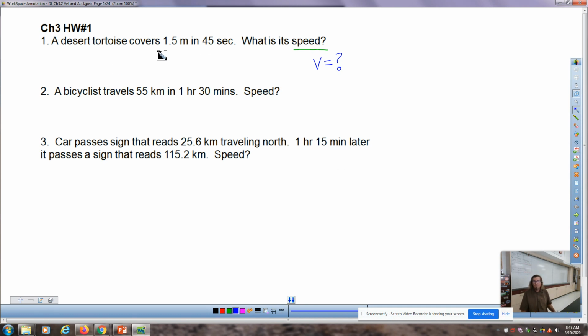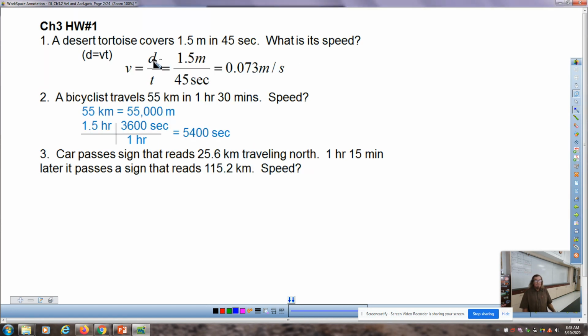Then you might also go in and write down that 45 seconds, of course, that's a time, and that you recognize meters. It doesn't say covers a distance of, but 1.5 meters sounds like a distance, and now we can see our variables coming together. So when we solve for velocity, distance divided by time, 1.5 divided by 45, and we get 0.073 meters per second.